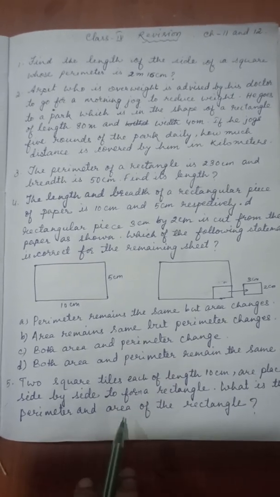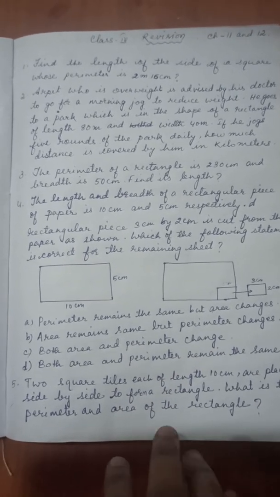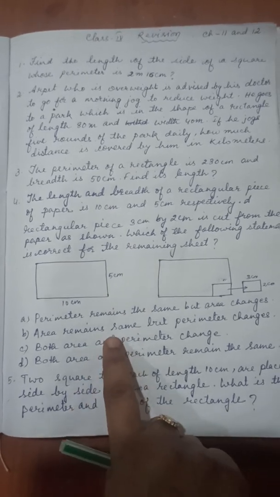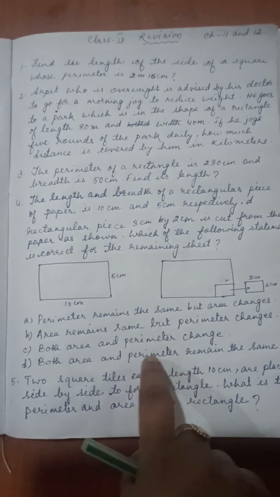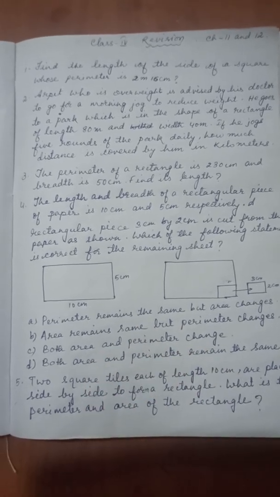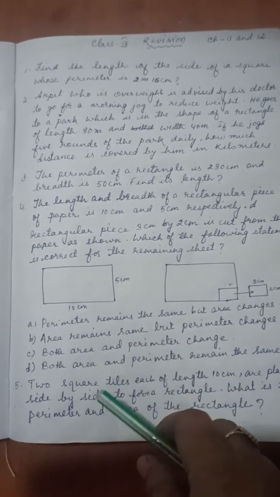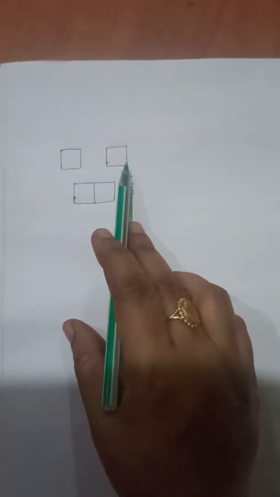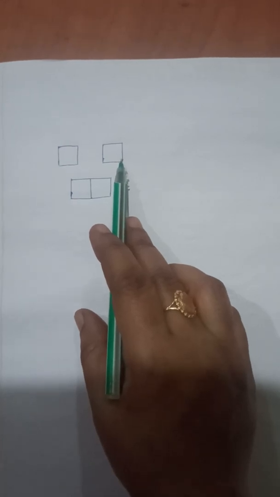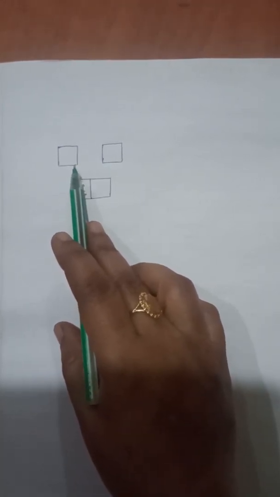What is the perimeter and area of the rectangle? Children, just imagine, just draw two squares first. If you join both the squares, then overall the shape will be a rectangular shape. Just look at these two squares. Suppose there are two squares where the length of each side of the square is 10 centimeter.